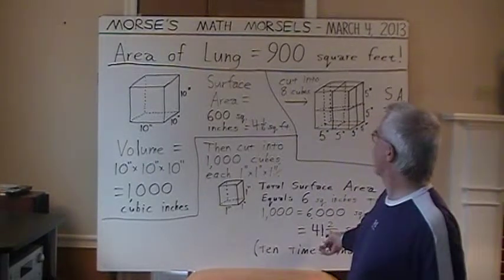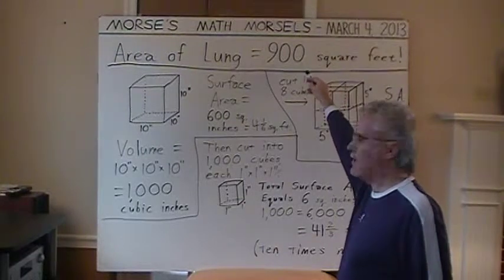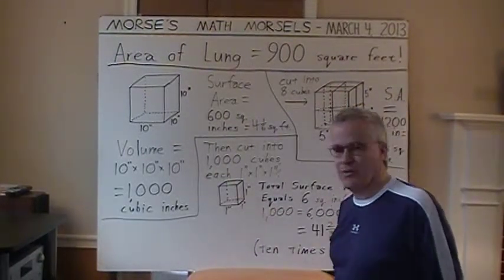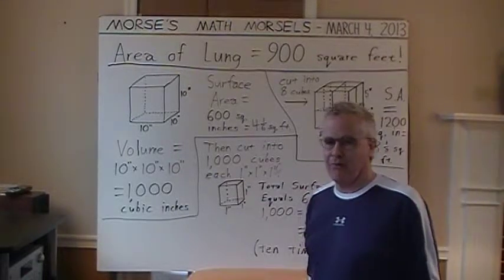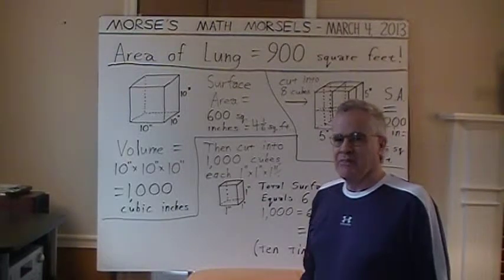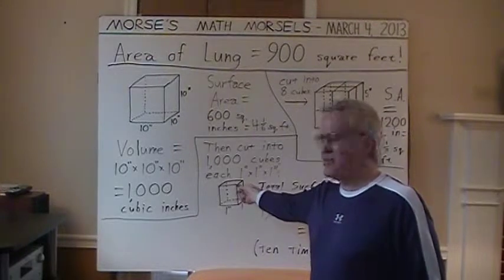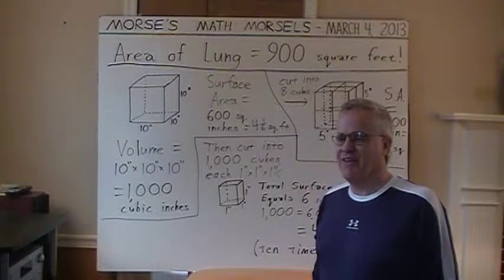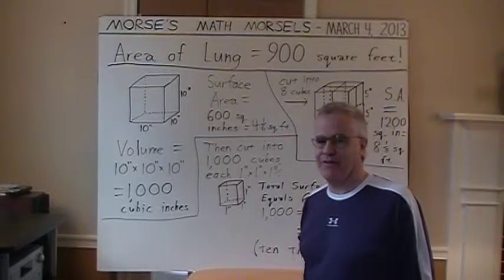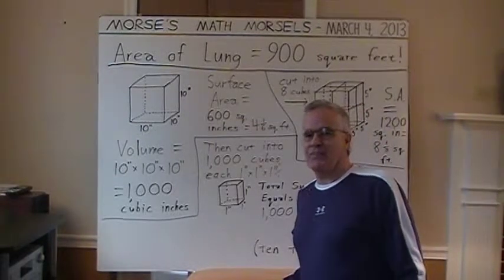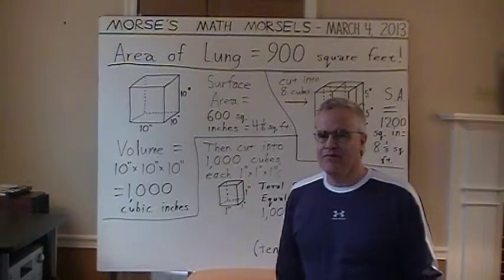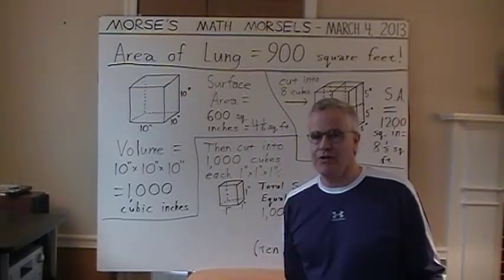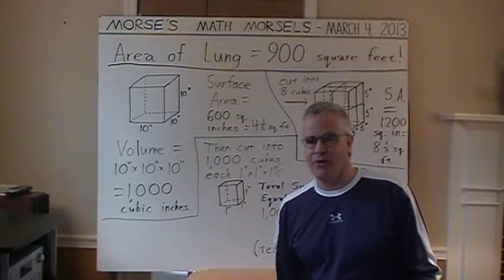So we're starting to get someplace, but we're still a long way off from 900 square feet. And we are already down to those tiny 1 inch by 1 inch by 1 inch cubes. But suppose we keep cutting up these little cubes into ever smaller and smaller ones. And then what happens with the surface area? Well, that will take place in the next video. The surface area appears to be growing as we make the individual cubes yet smaller and smaller.